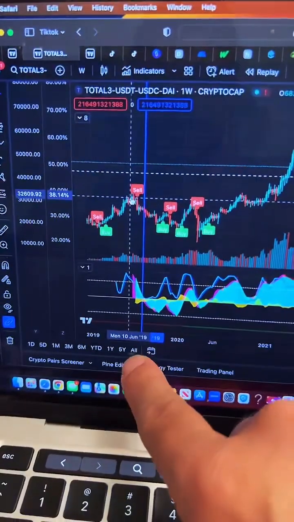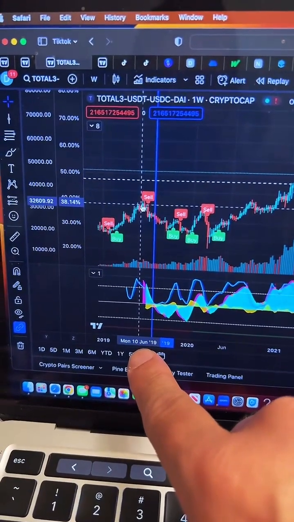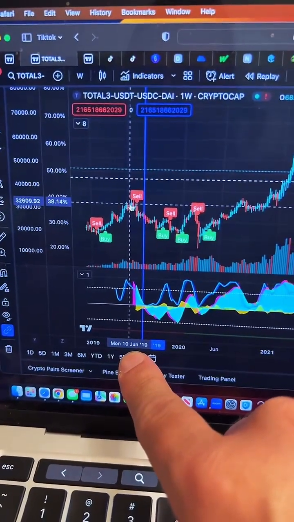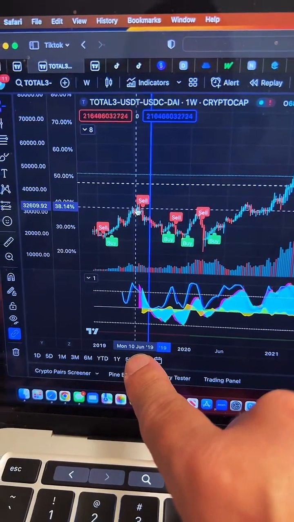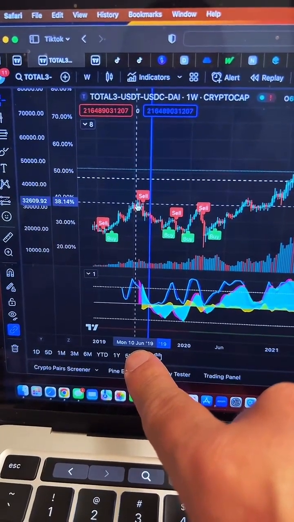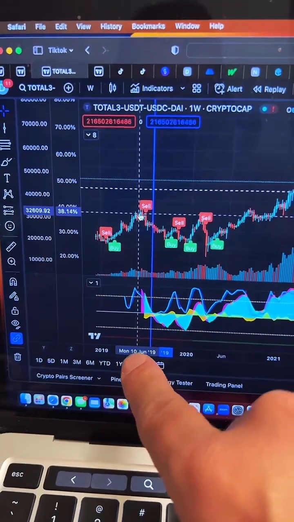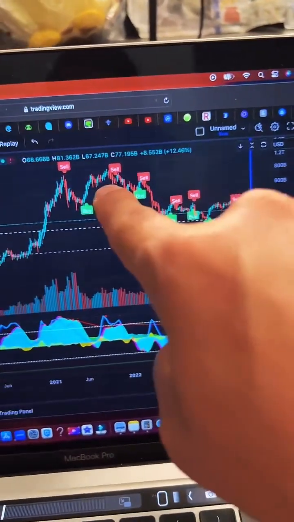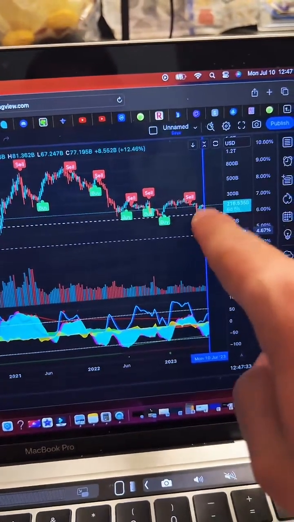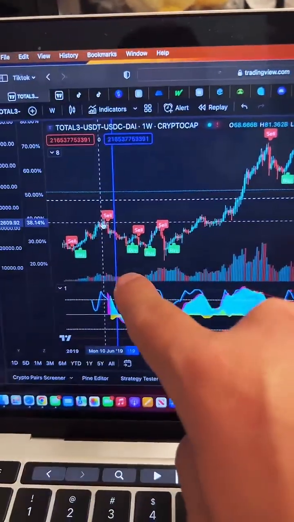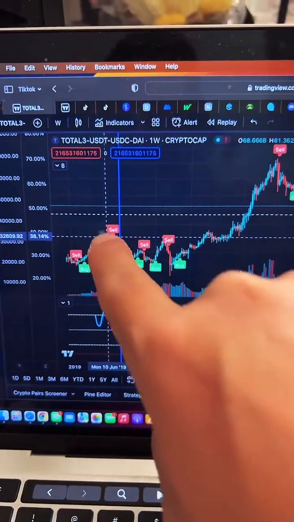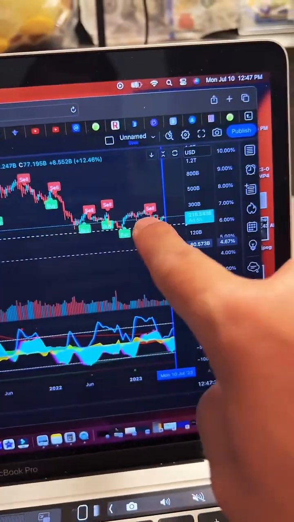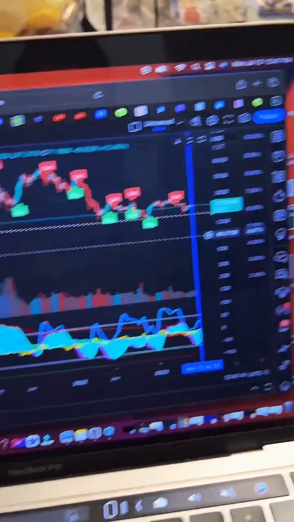Okay. And here we are going back to 2019. There was a top in the bull market of Bitcoin and crypto in January of 2018, and this is about a year and a half after the top. Where are we right now? We're about a year and a half after the top, aren't we? Okay. Altcoins are going down.